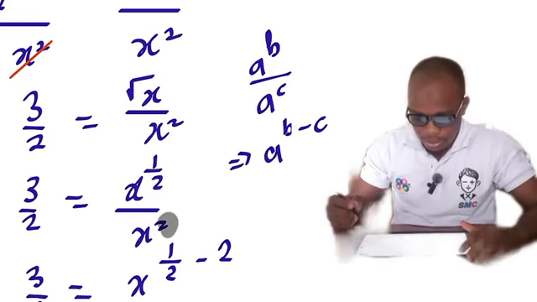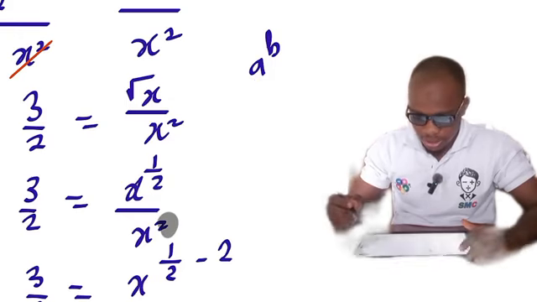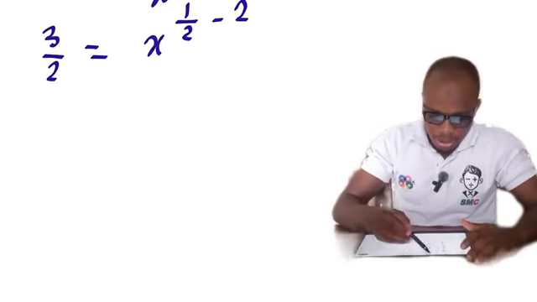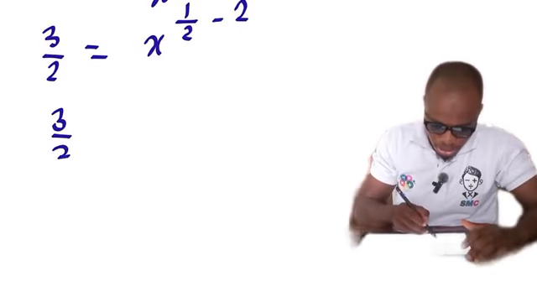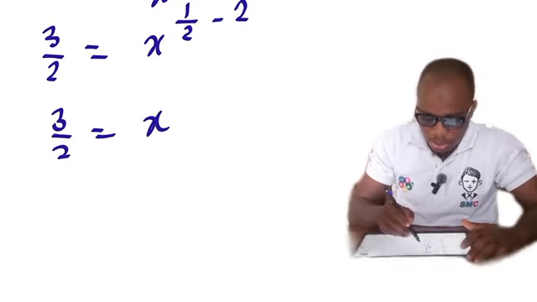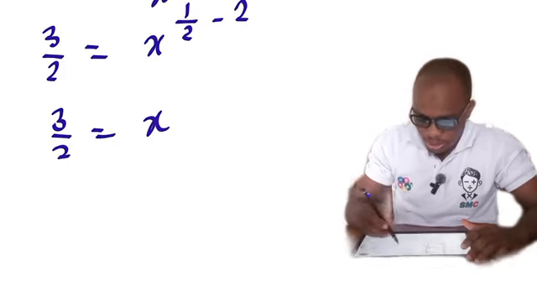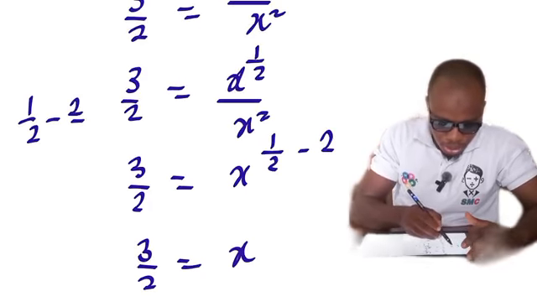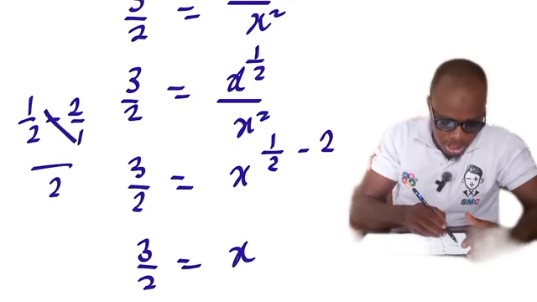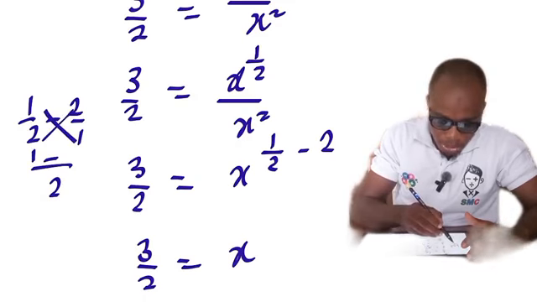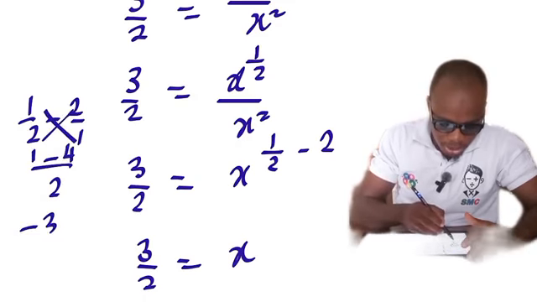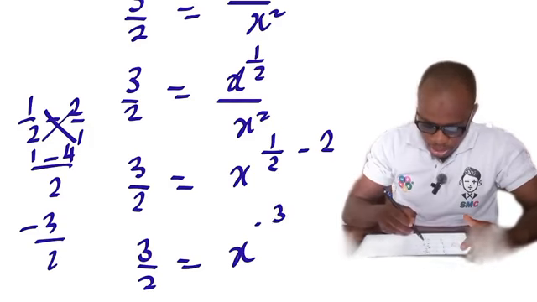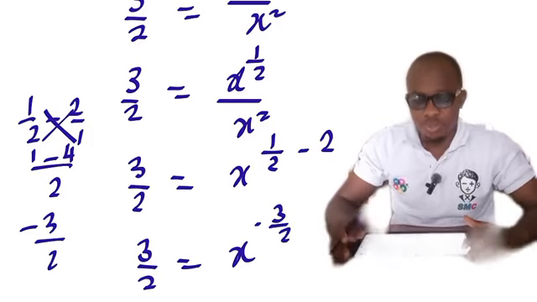So from there, what are we going to have? 3 over 2 will be equal to x to the power of 1 over 2 minus 2. So quickly, 1 over 2 minus 2: 2 times 2 we have 4, so 1 minus 4 gives us minus 3 over 2. Understood? So therefore we have minus 3 over 2 here. That is, 1 over 2 minus 2 will give us that.